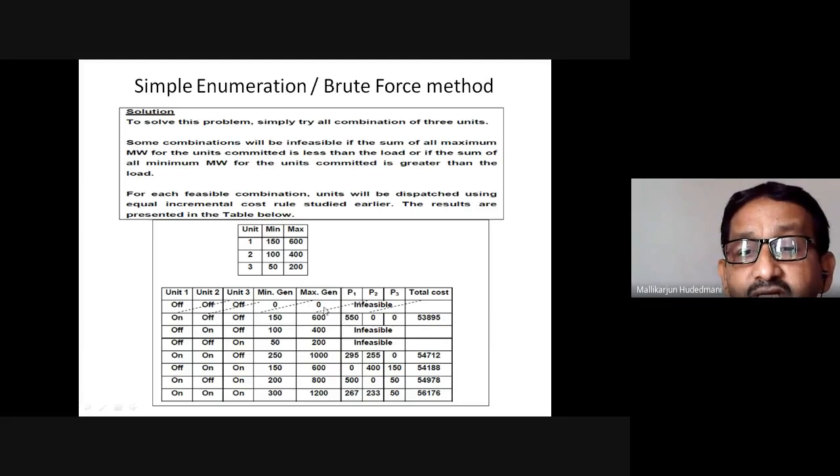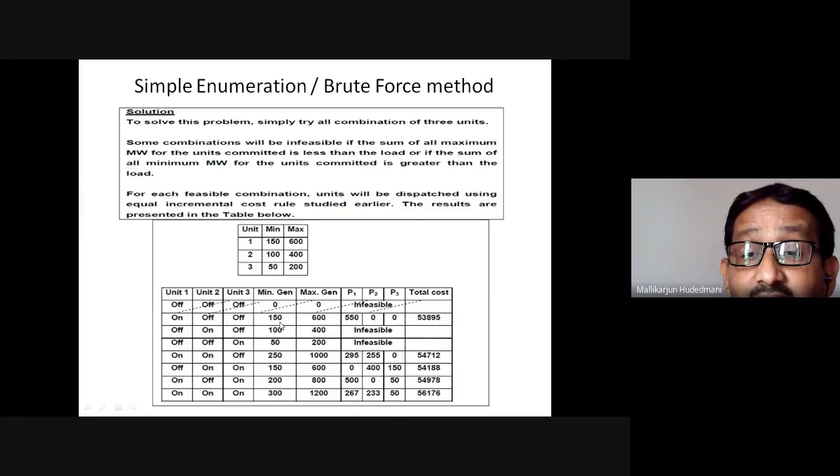Is this combination able to meet your 550 megawatt demand? Surely no. So it is called an infeasible state of combination. Then only unit 1 is on, units 2 and 3 are off. During this state of operation, unit 1 is on, its minimum capacity is 150. You can see here, minimum generation is 150, maximum possible is 600.